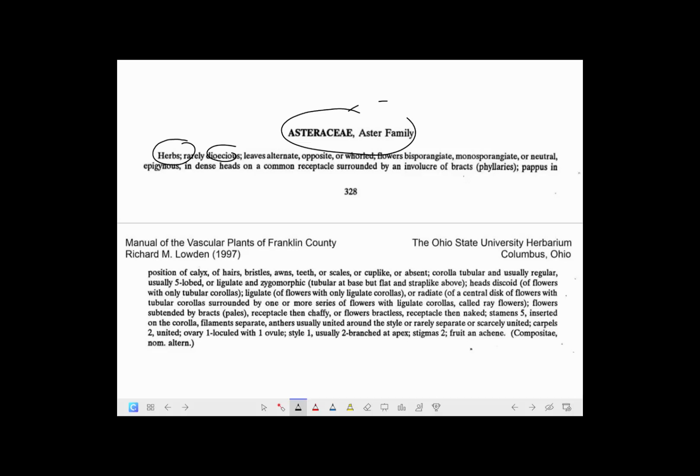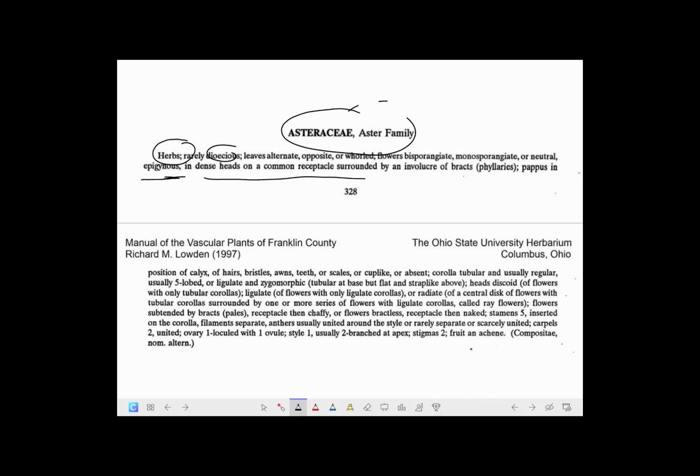The flowers, Loudon uses some pretty archaic terminology. Bisporangiate he uses to mean a perfect flower that has both male and female parts. Monosporangiate would be either pistillate or staminate. And he tells us that the flower position is epigynous, with an inferior ovary. And as we know, they pack together on a common receptacle.